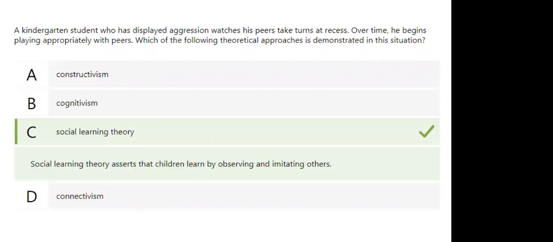Social learning theory asserts that children learn by observing and imitating others. Sometimes this is called social cognitive theory, where we assimilate to what we are around, what we see other people doing. We pick up on those actions and just think, oh, I should be doing that as well. And children do that very well.